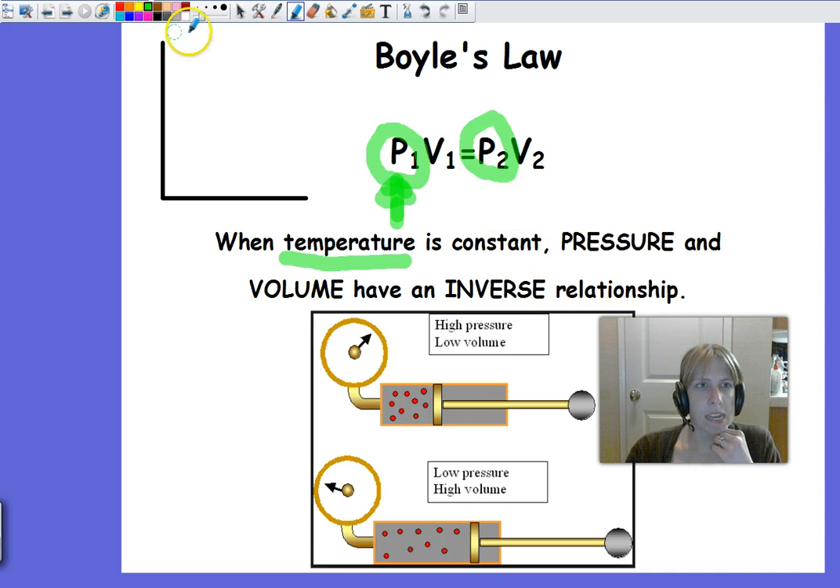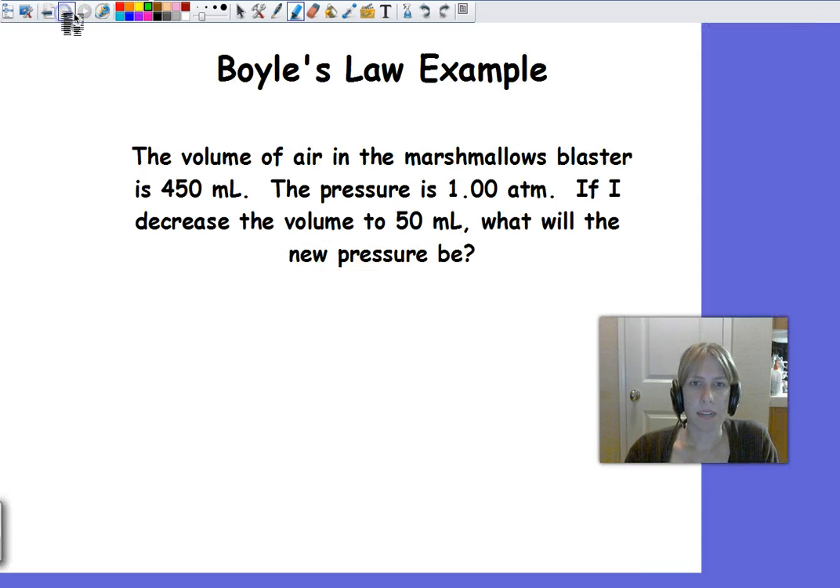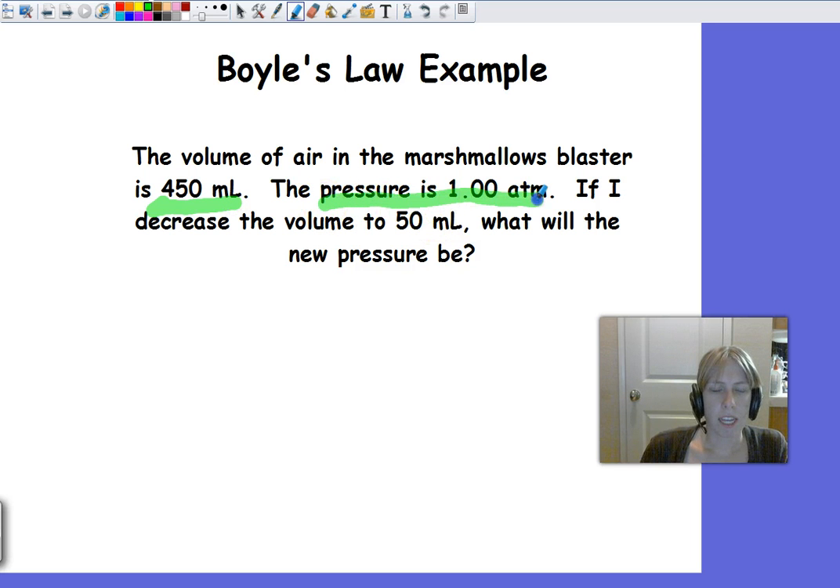So let's take a look at Boyle's law kind of in action. So here I have an example. It says the volume of air in the marshmallow blaster is 450 milliliters. The pressure is 1 ATM. If I decrease the volume to 50 milliliters, what will the new pressure be? So first I'm going to highlight what we have. We have volume and pressure, and then we have a final volume, and it's asking for pressure. So this is how we know that we're looking for Boyle's law.